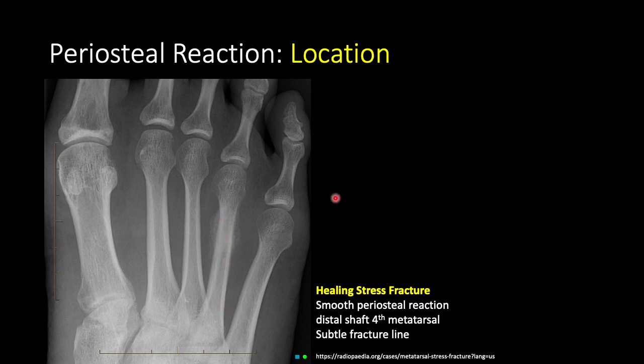Oftentimes, a patient will present with their first radiograph when they first fracture it, and you can't see any fracture line, you don't see any periosteal reaction, but you re-image them at a later time, and you start to recognize some periosteal reaction. You may still see no fracture line, and you can suggest this is most likely secondary to a stress fracture.